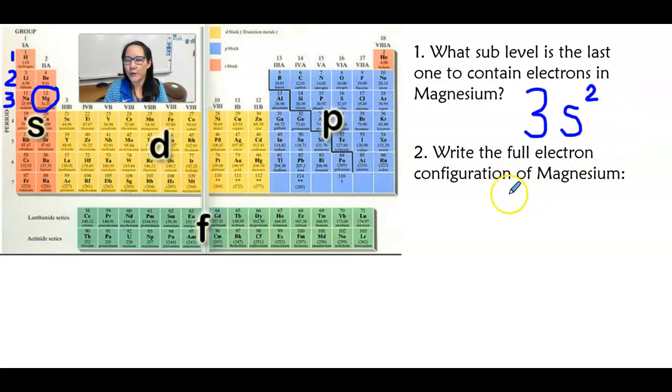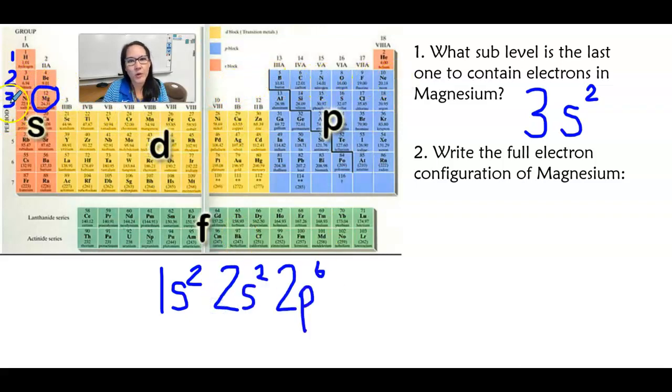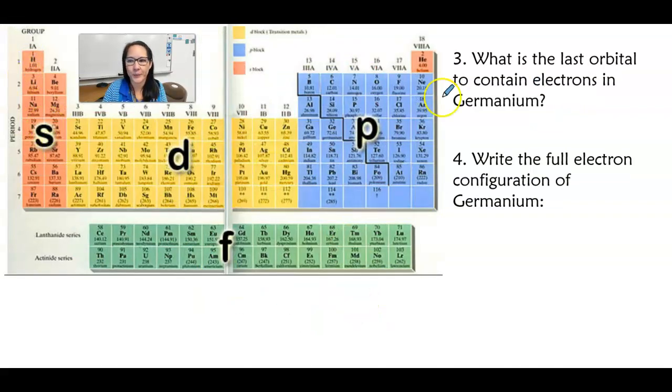So let's write the full electron configuration of magnesium. I'm going to go across the first row, so it's going to be 1s2. Then I'm going to go across the second row, 2s2, 2p6. And then I'm going to go across the third row and I'm going to stop at magnesium, so it's going to be 3s2. And there's the full electron configuration of magnesium.